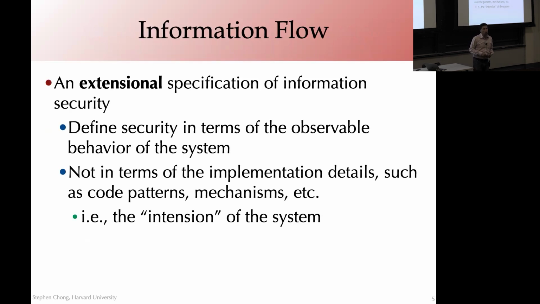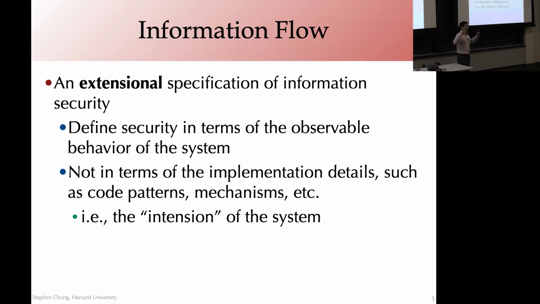So information flow guarantees are extensional guarantees about security. Now, by extensional, I mean that we define security in terms of the observable behavior of the system. Right? By contrast, an intentional guarantee is one that might define security in terms of the internal operation of the machine, how the computer system achieves the computation, the intention of the system.